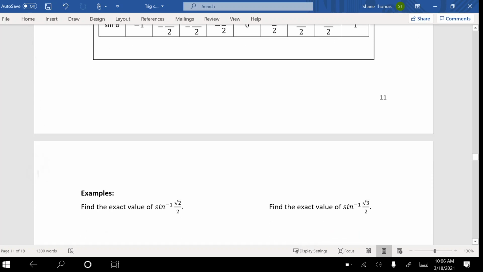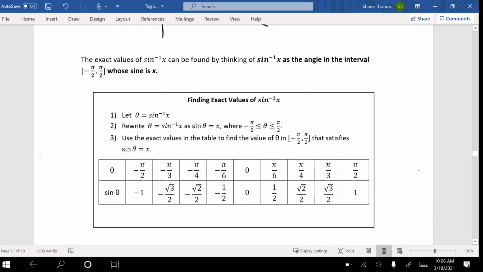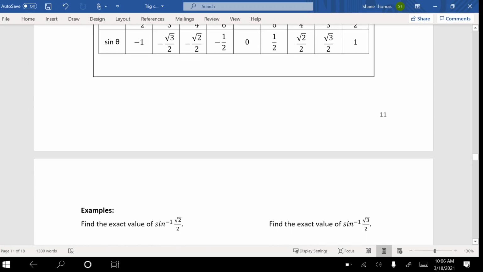We're going to find the exact value of sine inverse sine of √2/2. Okay, so here's our process. Start with that, set it equal to theta, rewrite it, and switch theta and x, as well as switch from inverse sine to regular sine. Make sure it's within this range and solve it.